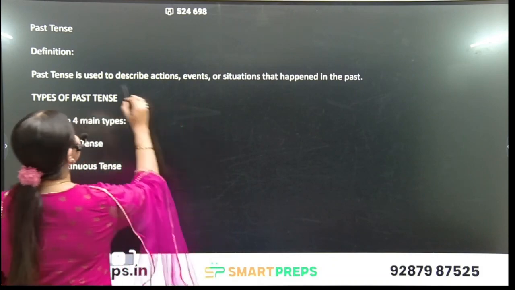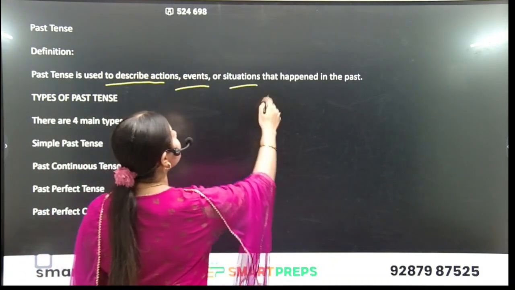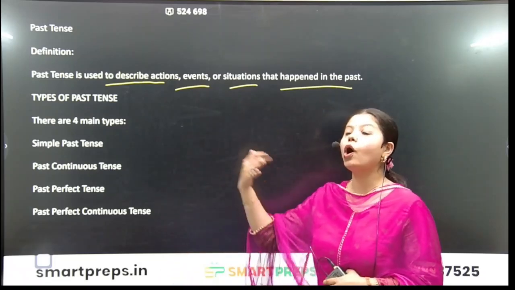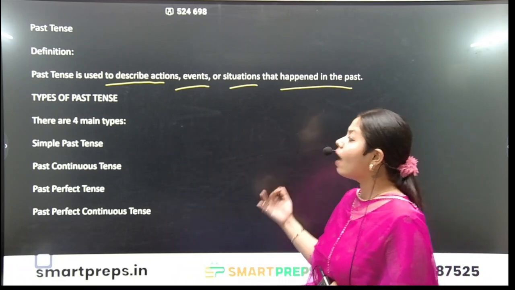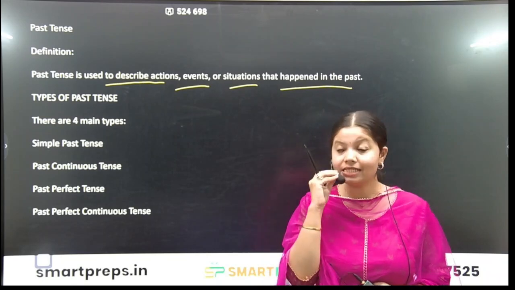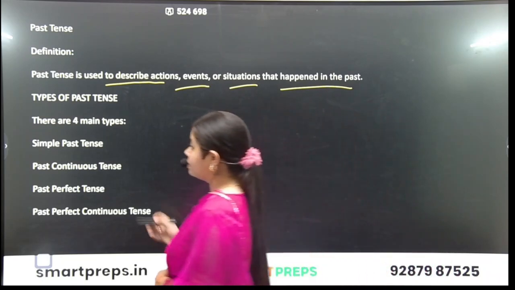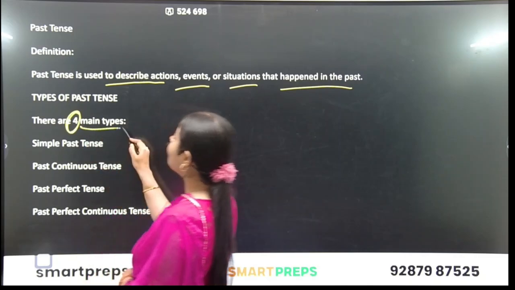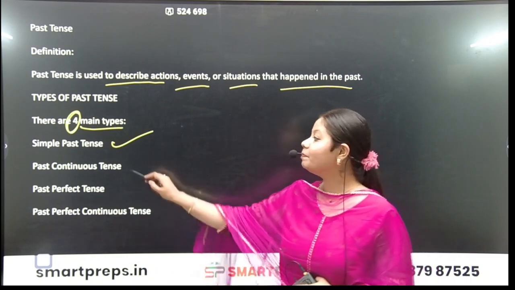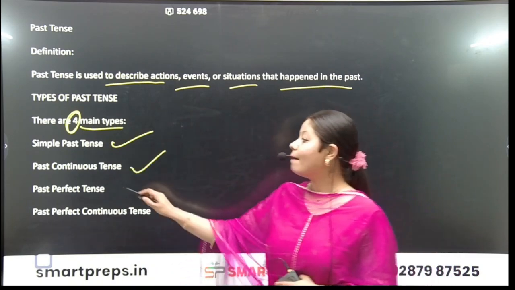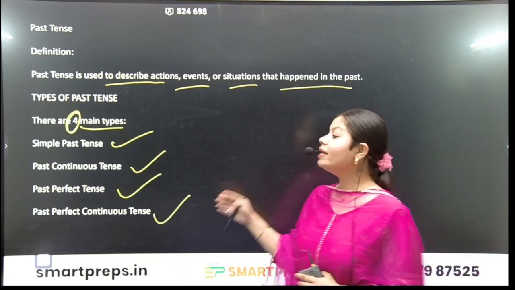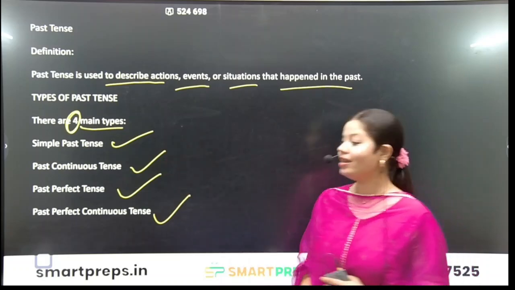Past tense is used to describe the actions, events or situations that happened already in the past, that have already taken place. Now we have to understand that in the past tense, the type 2 of tense, there are various subtypes. How many types are there? There are 4 main types of past tense. First is simple past tense, second is past continuous tense, third is past perfect tense, fourth is past perfect continuous tense. Now let's understand each of them one by one descriptively.